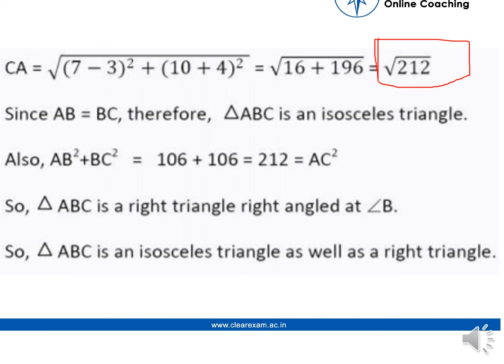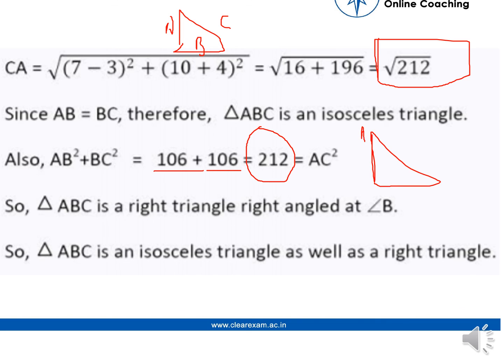So now, in order to show the isosceles triangle, we need to add the squares of these sides, A and B, that is equal to C. So squaring this and this, that comes to this, which is the side of CA. Hence it is proved that this is an isosceles triangle because AB square plus BC square comes to CA square.